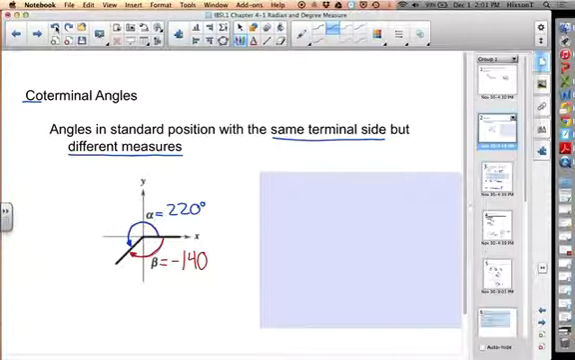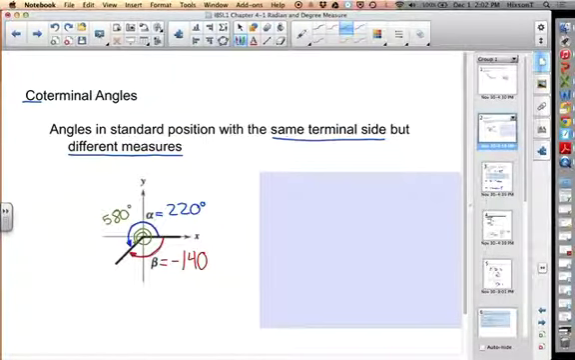Okay? Can you go around one more time and add 360 to one and subtract 360 from the other? Yeah, we could take an extra lap around. Alright? We could go a full circle around and then go 220 degrees. Alright, so what measure would that be? 580. Yeah, 220 plus another lap, another full circle, 360, would give us 580 degrees.